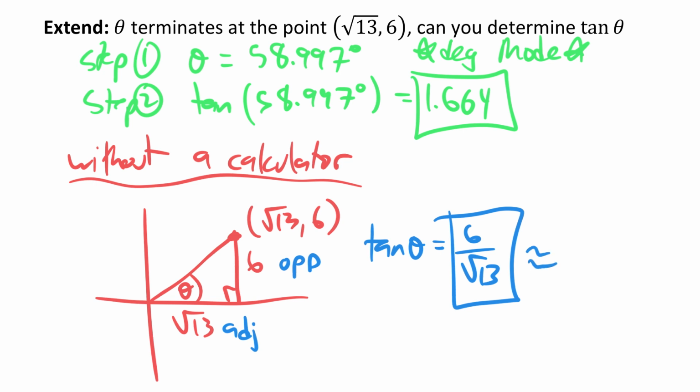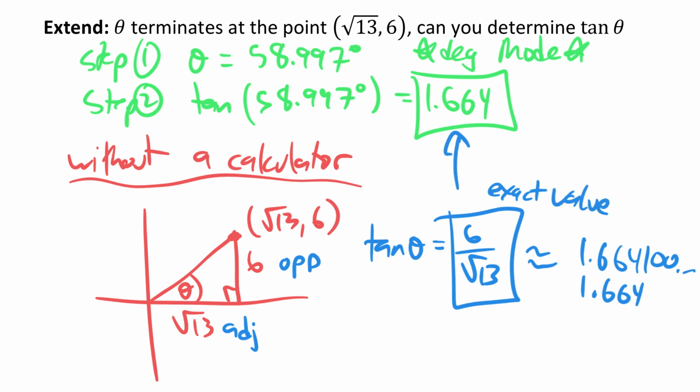If we approximate 6 over root 13, my calculator says 1.664100 and so on. So it's approximately 1.664. This is the exact value of this thing. Oh, okay, so that's kind of cool.